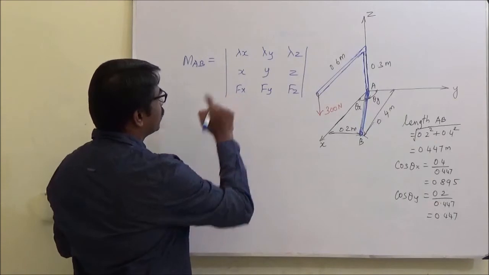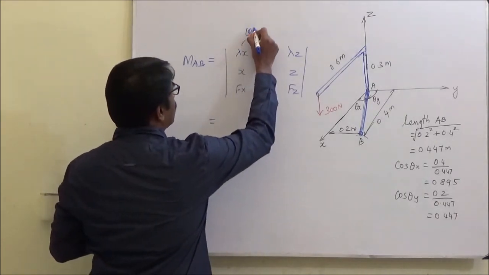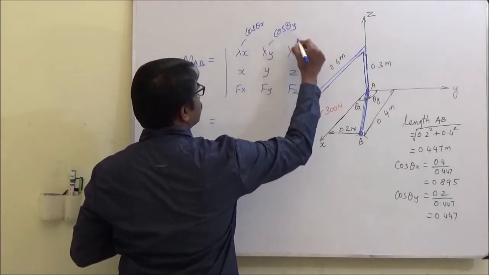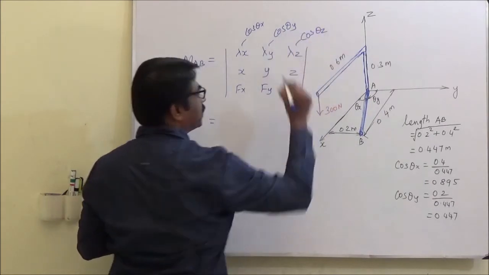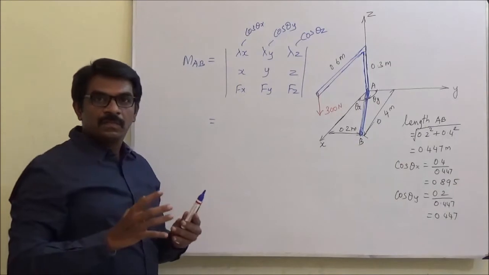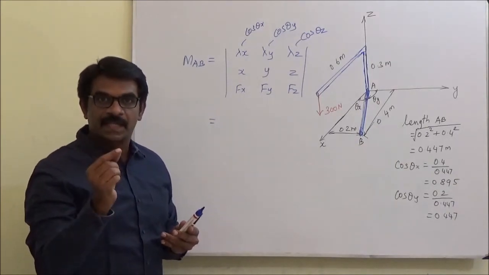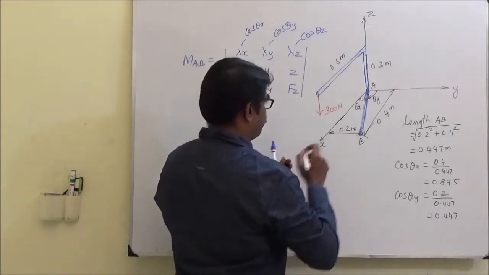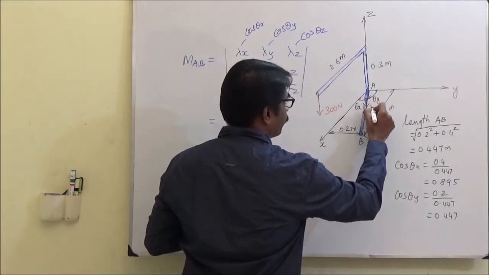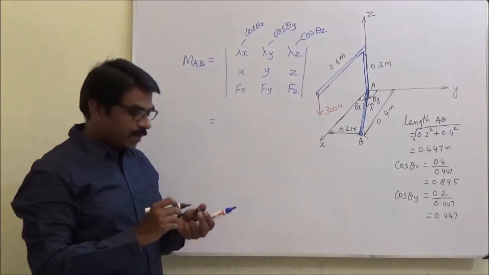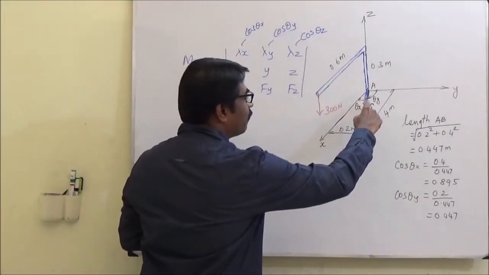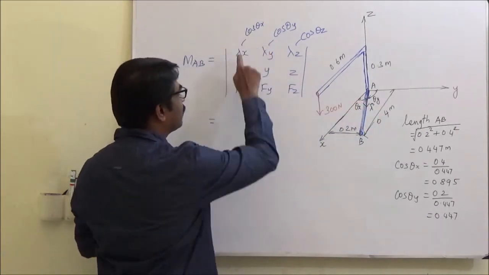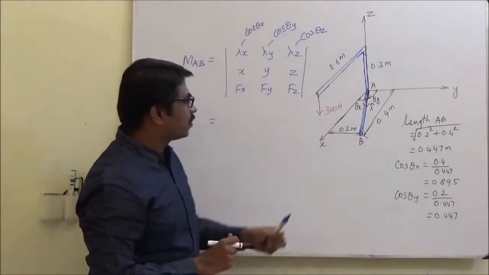So first, what is lambda x? Lambda x is nothing but cos theta x. Lambda y is cos theta y. This is cos theta z. Now, where is the lambda vector? The lambda vector is along that axis. So what is the lambda vector? This is the lambda vector. The inclination of the lambda vector is this theta x. So if you substitute cos theta x here, we get lambda x.